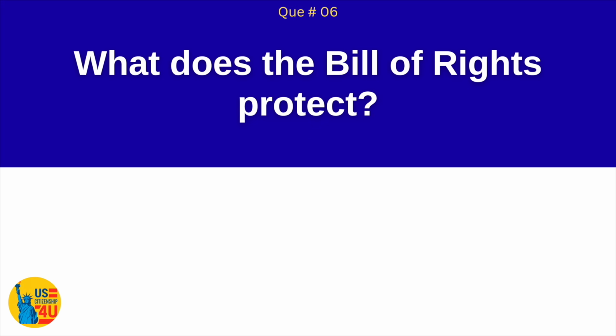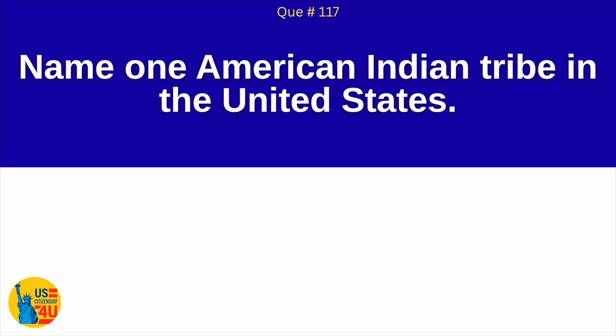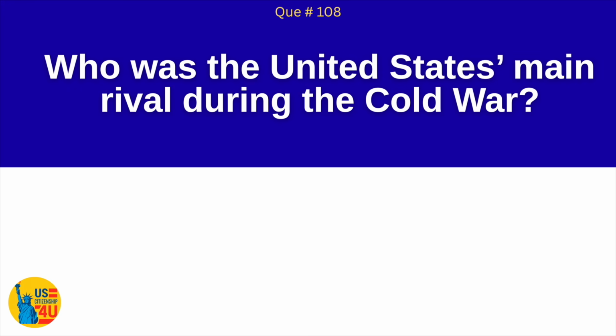What does the Bill of Rights protect? The basic rights of Americans. Name 1 American Indian tribe in the United States. Cherokee. Who was the United States' main rival during the Cold War? Russia.